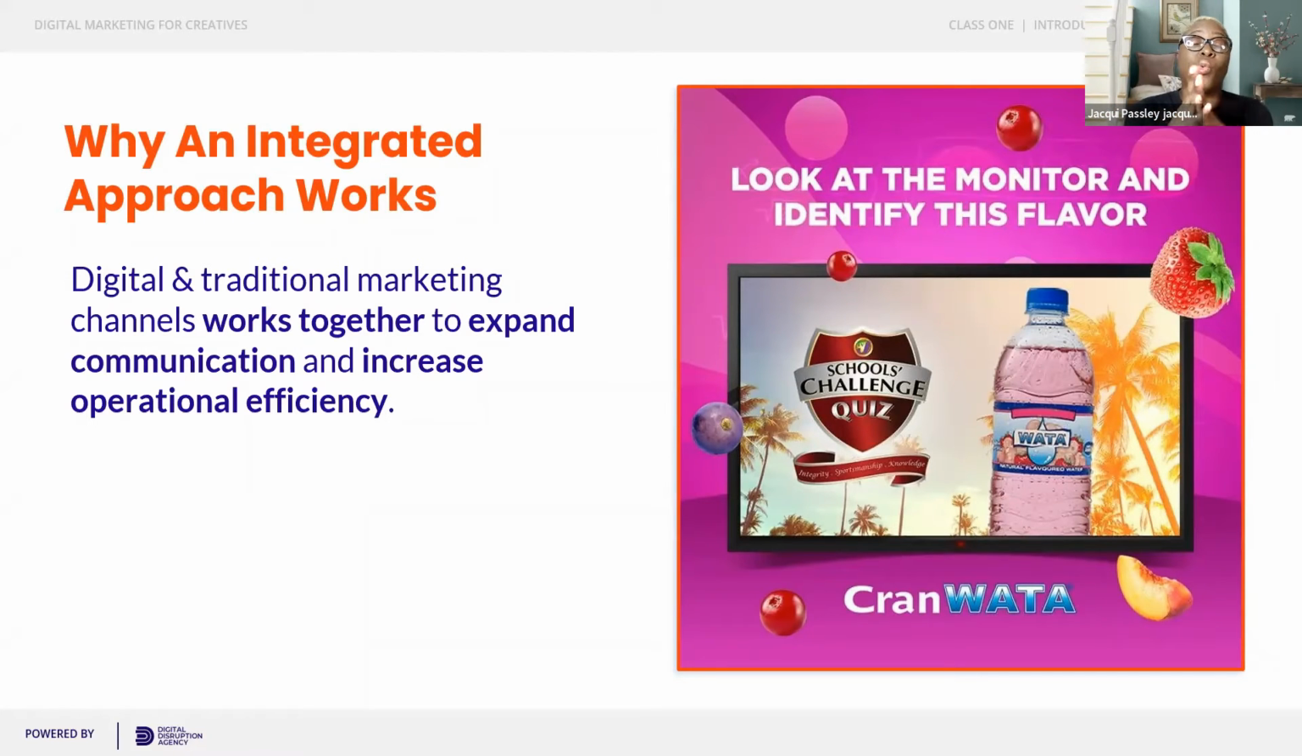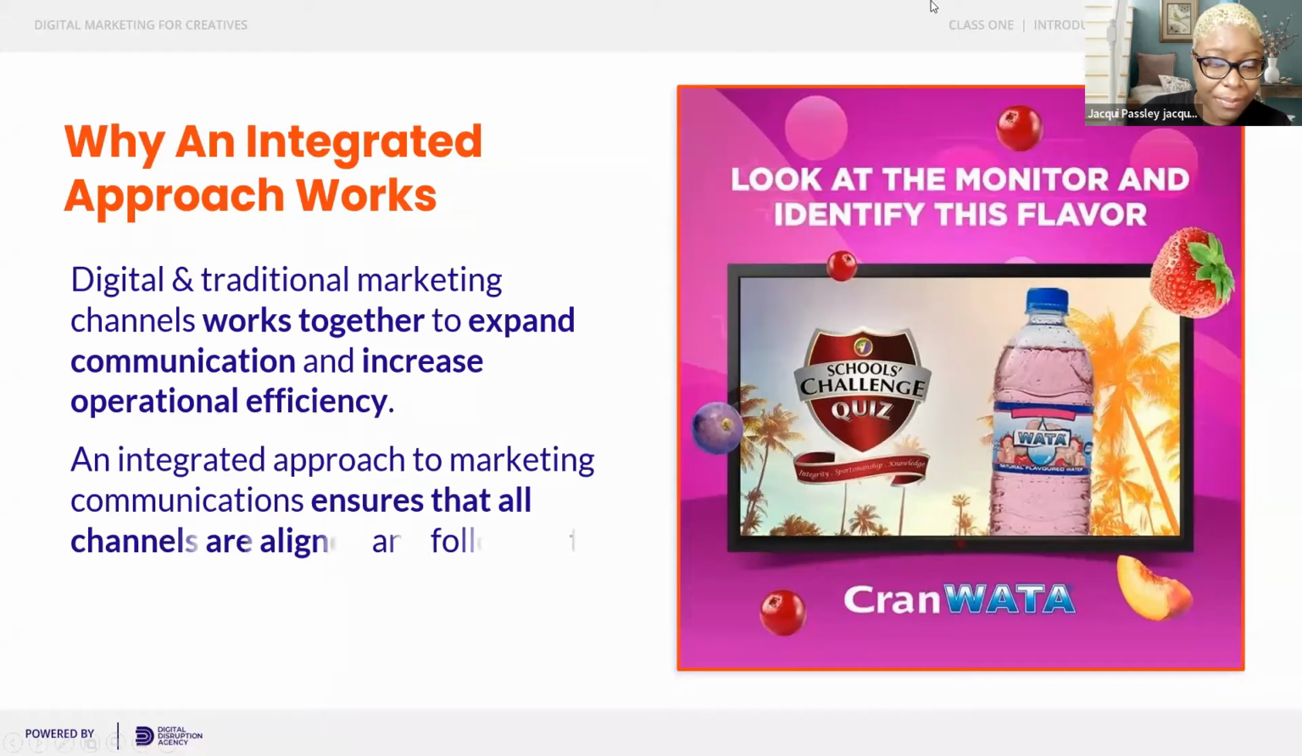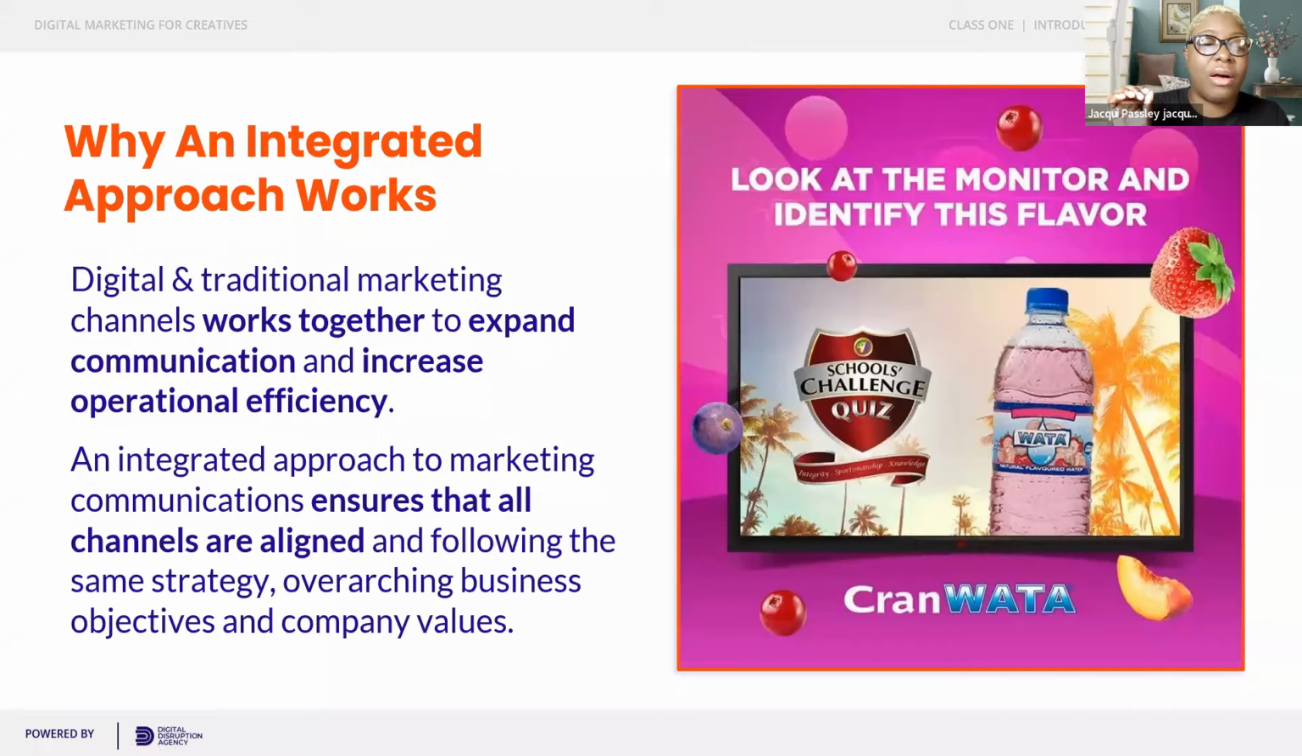Digital and traditional marketing channels work together to expand communication and increase operational efficiency. An integrated approach to marketing communications ensures that all channels are aligned and following the same strategy, because that's important. Overarching business objectives and company values. So once you've figured out what it is that you're trying to do, first of all, what's the point of marketing your product and service? We said already that so you can sell more things. I think everybody goes into business to sell more things, whatever that thing is, right? So you can earn. That's the point, right? But there has to be, at different stages, objectives that you're trying to reach to get to that ultimate point.